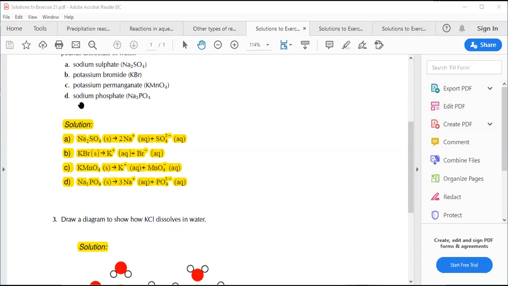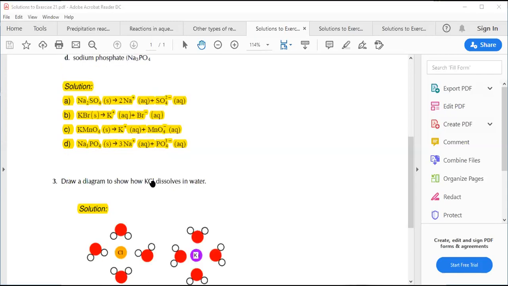Then the last one becomes your sodium phosphate, Na3PO4. Right, you're going to get Na3PO4. Sodium is in group 1, so you're going to get Na plus. Right, and your phosphate is going to be PO4 3 minus aqueous. Right, then you balance your equation. You have to put a 3 here to balance the sodium there. Right, then the last one, draw a diagram to show how potassium chloride dissolves in water.